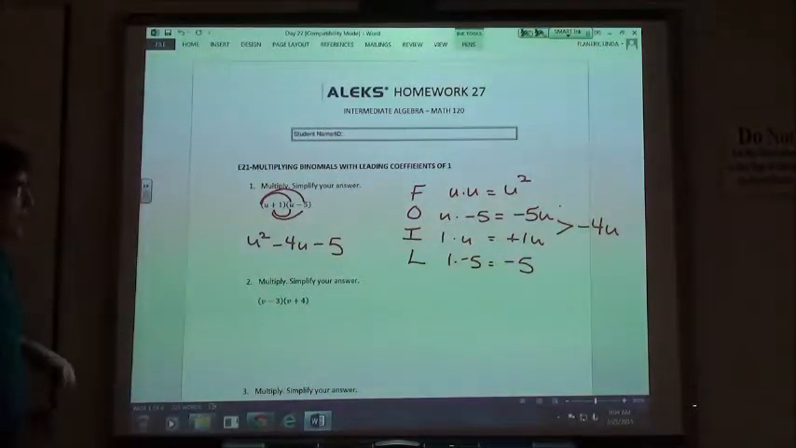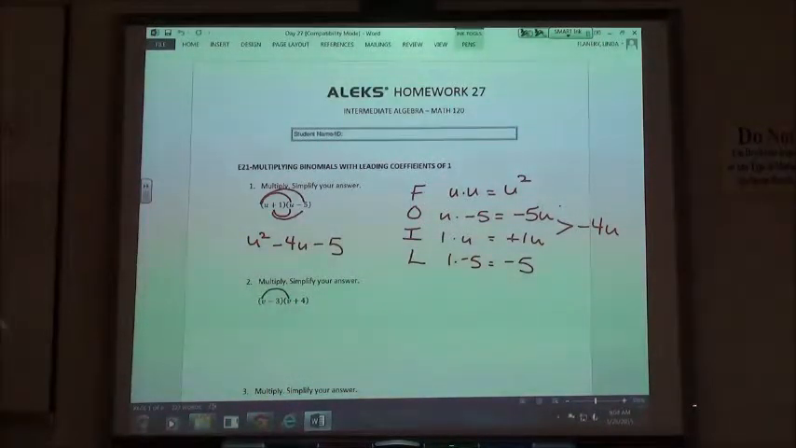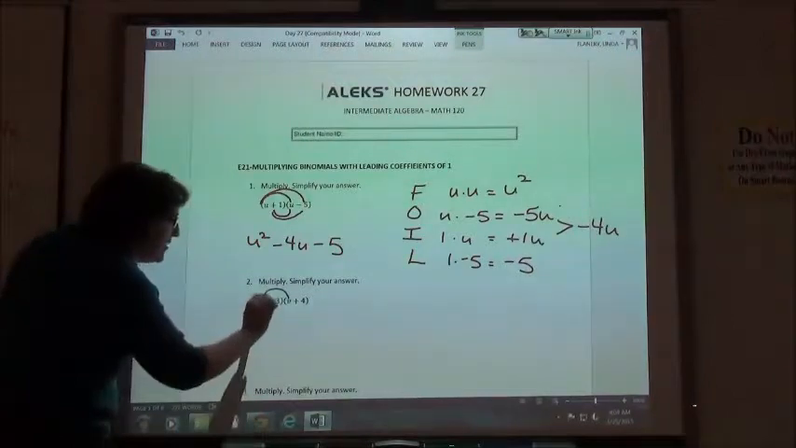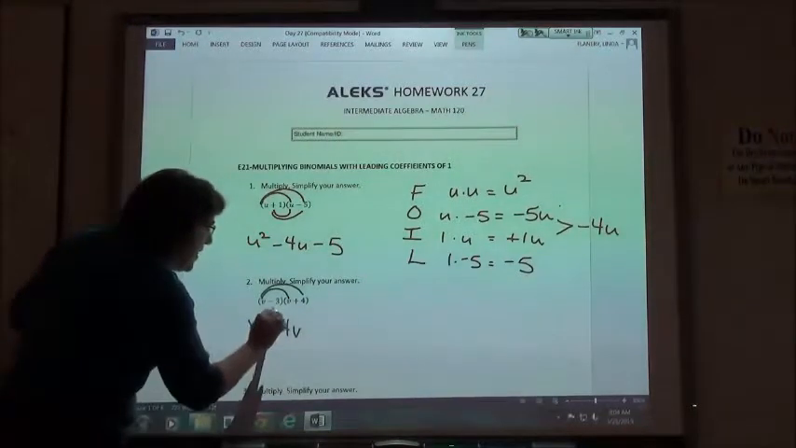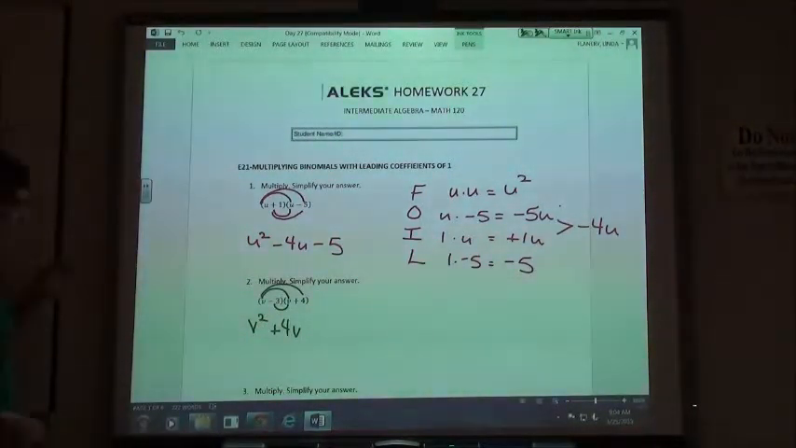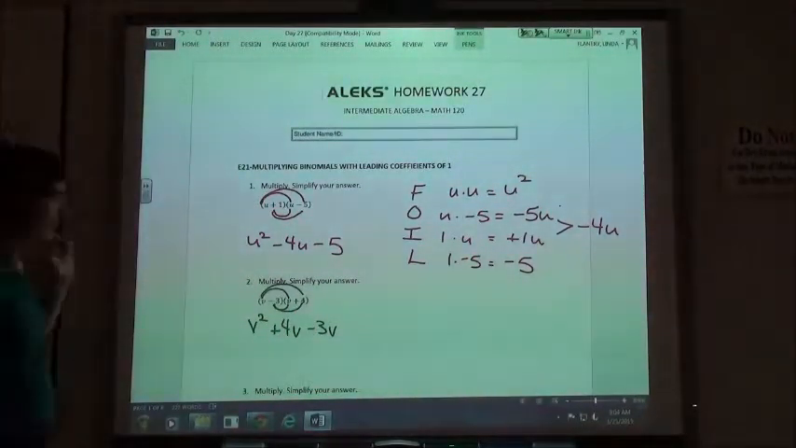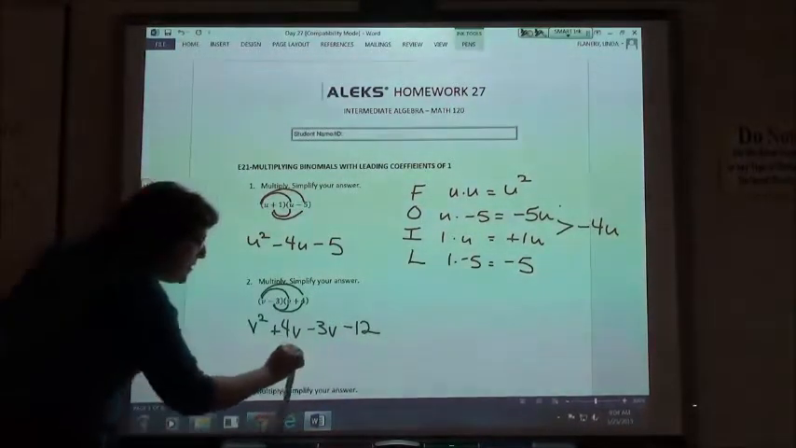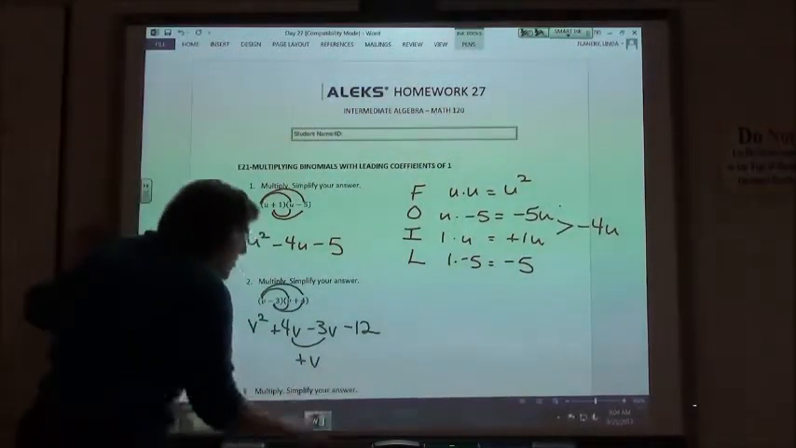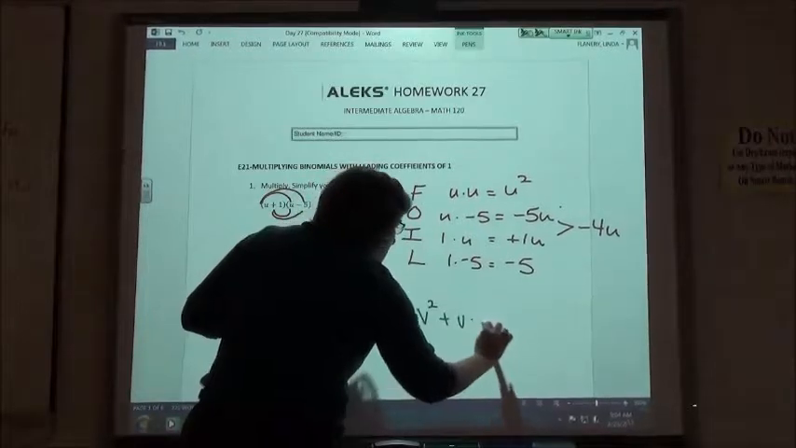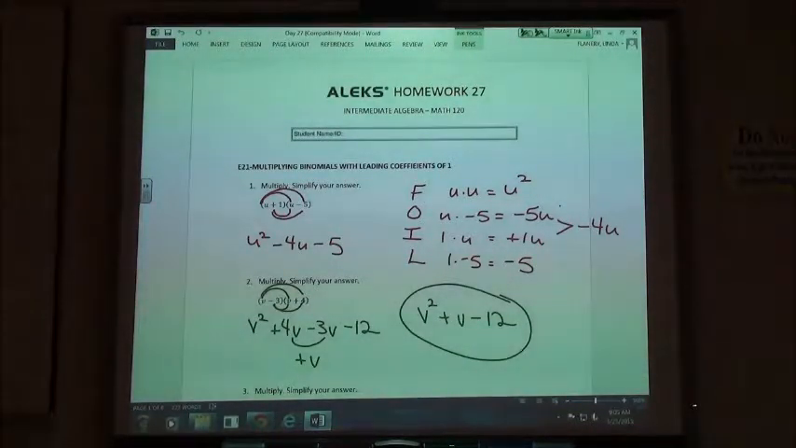So if I look at the second one, I'm going to start out with the v times the v. V times v would be v squared. Then I do my outside, so v times a positive 4. Plus 4v. And then I do the inside pair, negative 3 times v. Minus 3v, and then I do the last, negative 3 times positive 4, minus 12. I'm then going to combine my middle terms, so a 4v minus a 3v would be a plus v. So my answer, v squared plus v minus 12. And I get what's called a trinomial because there's 3 terms in my answer.